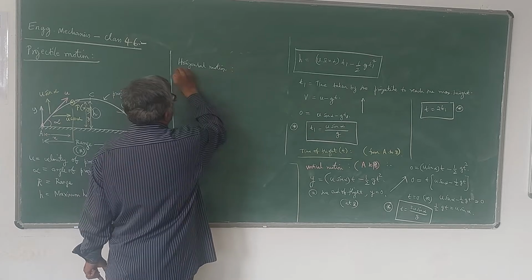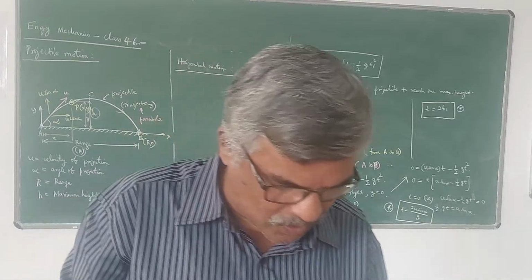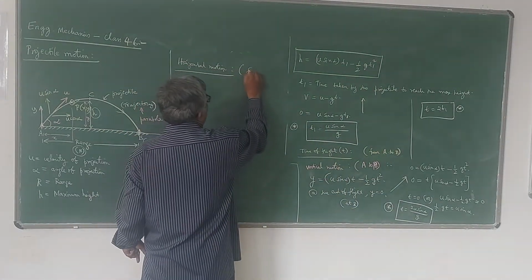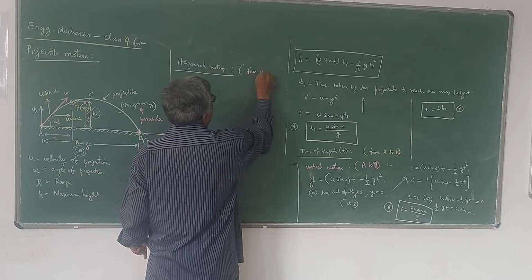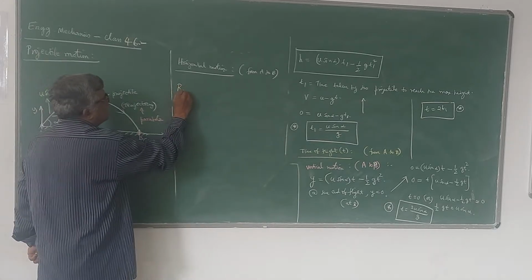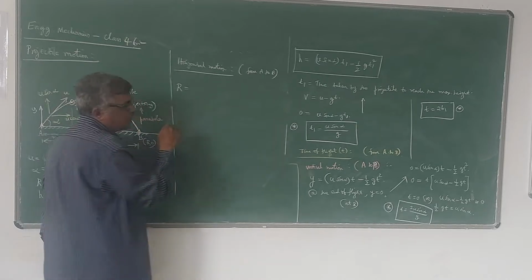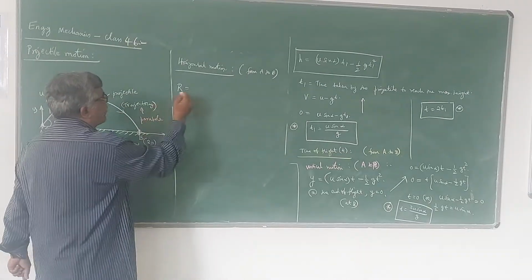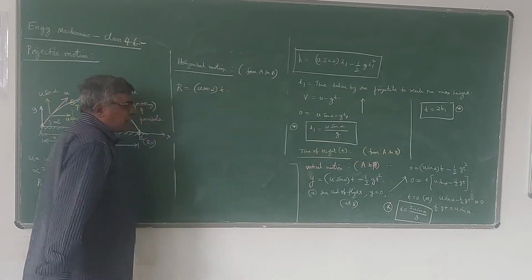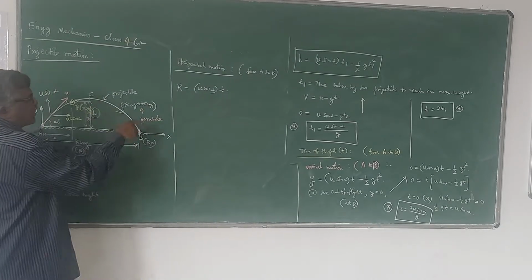So then you are going to get the horizontal range. Of course, here you have to take the motion from A to B, but it is horizontal motion from A to B. So distance traveled in this case is R. R is equal to distance, which is velocity into time. So velocity you have to take horizontal velocity, that is u cos alpha, into time taken, which is time of flight, because I am taking the entire motion from A to B, time taken will be T.